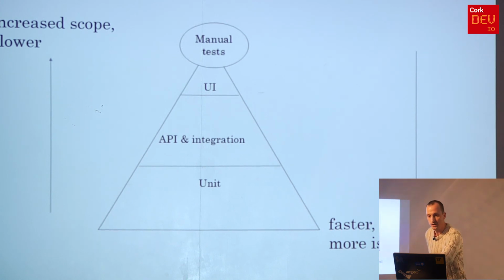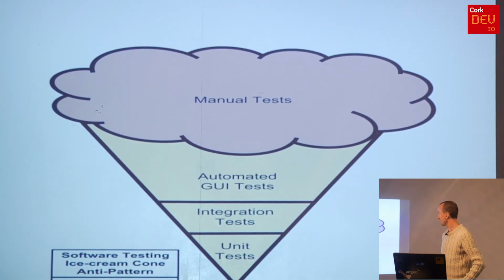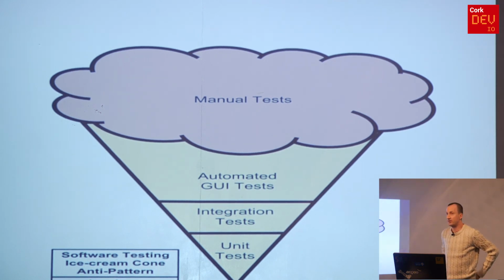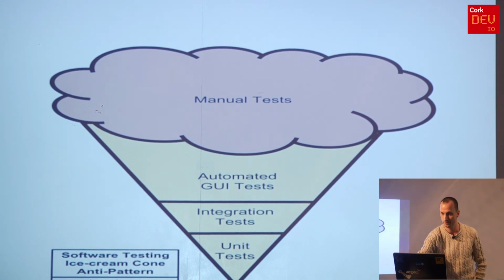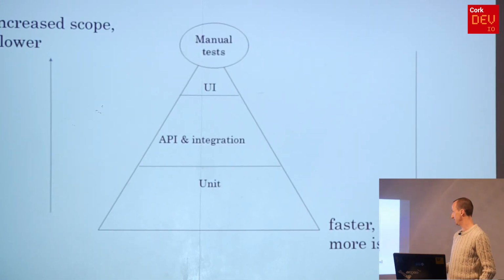But there's an anti-pattern for this as well that someone's called the ice cream cone. If you step back and look at your test coverage and you see that you do loads and loads of manual testing and then a bunch of automated GUI tests, I guarantee your build pipeline is really slow and it takes ages to actually get your software out the door. So you need to go from the ice cream back to the pyramid as quickly as you can.